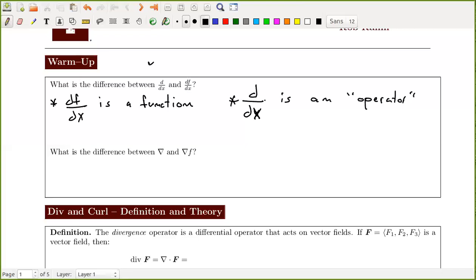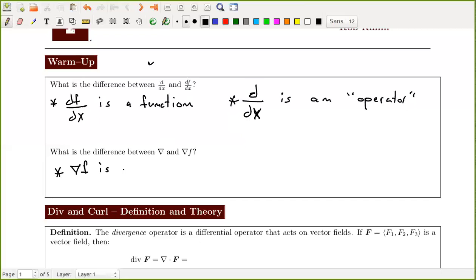So this is called the differential operator, or the finding a derivative operator. But most people just call it the differential operator. Okay, and similarly, there could be an antiderivative operator. And there's going to be a similar difference between just this gradient symbol here and the gradient of f.